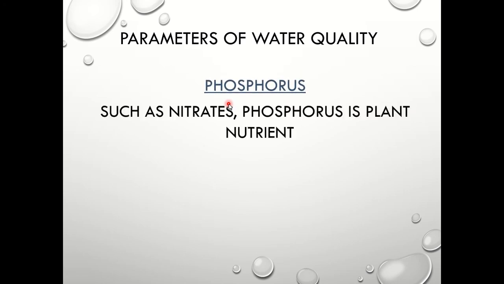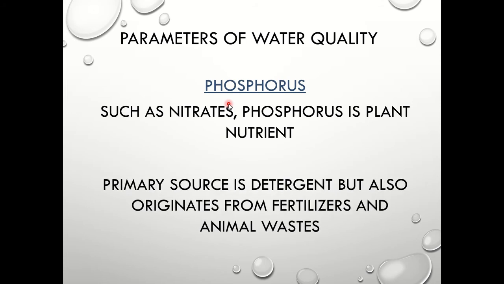Phosphorus is also another plant nutrient. This is very prevalent in Green Bay because of our farming community. The primary source is detergent, but it also originates from fertilizers and animal waste. Phosphorus is another parameter of water quality.